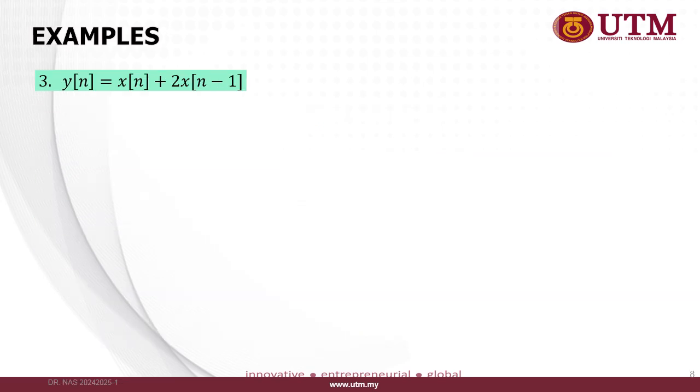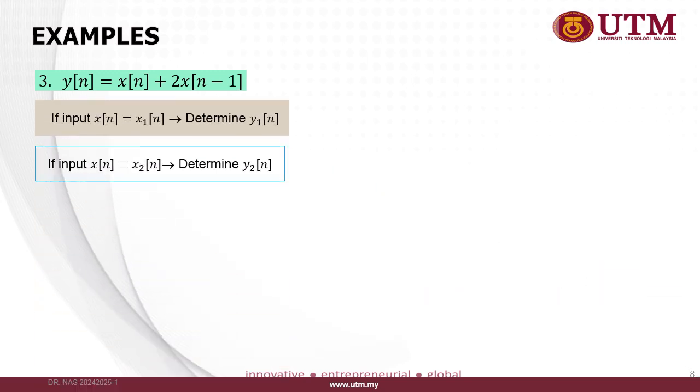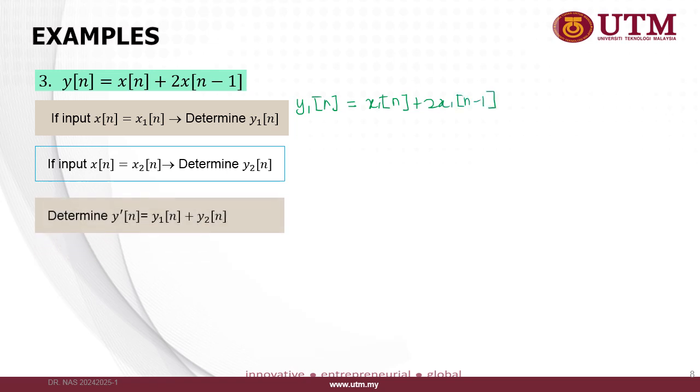Okay, let's look at another example. This is for a discrete time signal and system. Okay, the first step, as usual, determine y1[n]. So y1[n] equals x1[n] plus 2x1[n-1]. Then determine y2. In this case, y2[n] equals x2[n] plus 2x2[n-1].